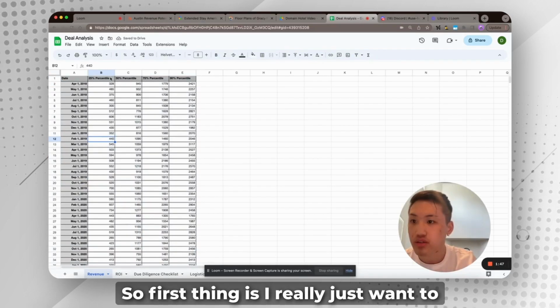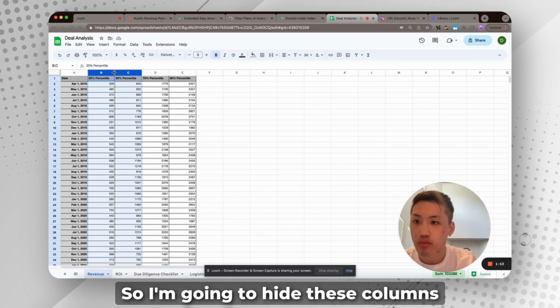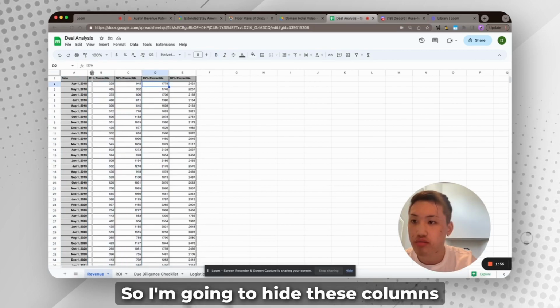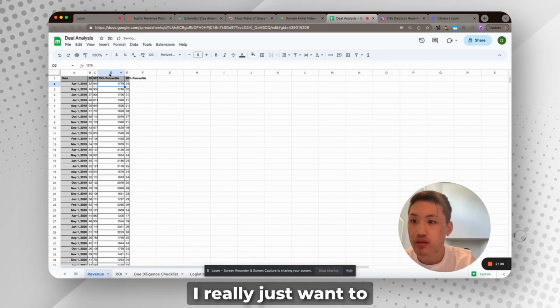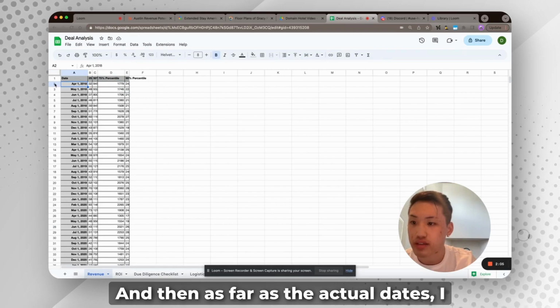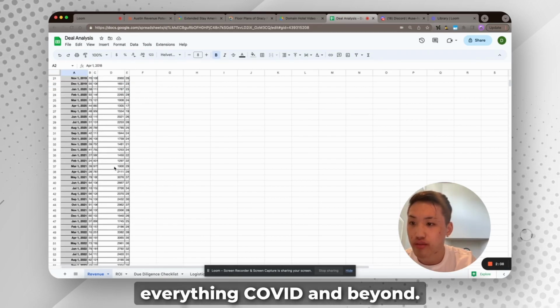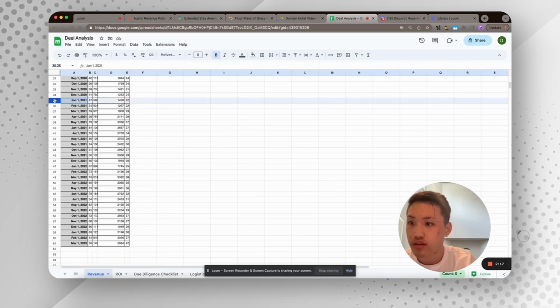So it's going to be right here. The first thing is I really just want to look at the 75th percentile, so I'm going to hide these columns just so they're out of the way. I really just want to focus on the 75th percentile. And then as far as the actual dates, right now I like to just look at everything COVID and beyond, so from 2021 onwards.